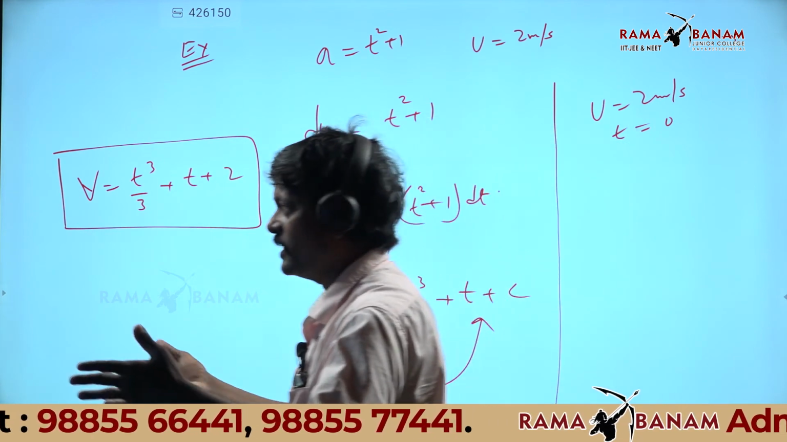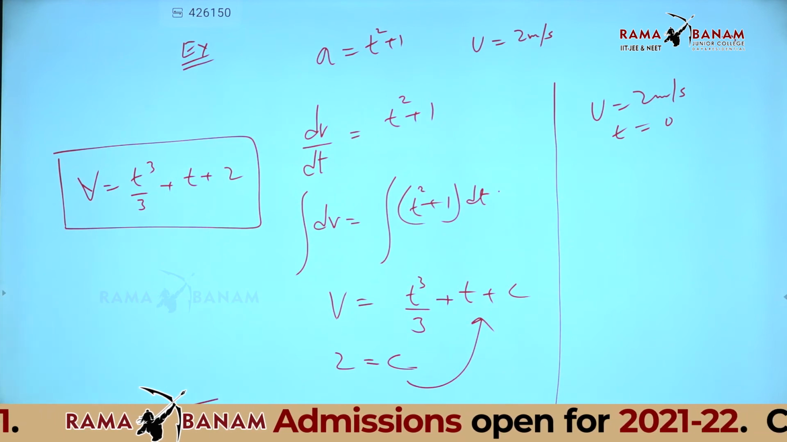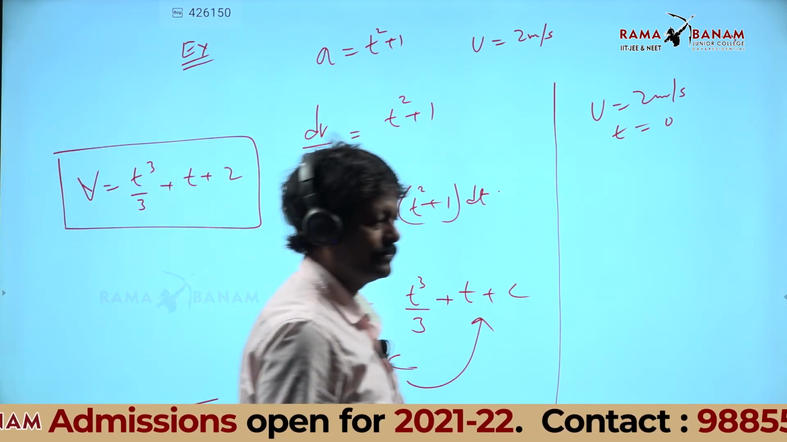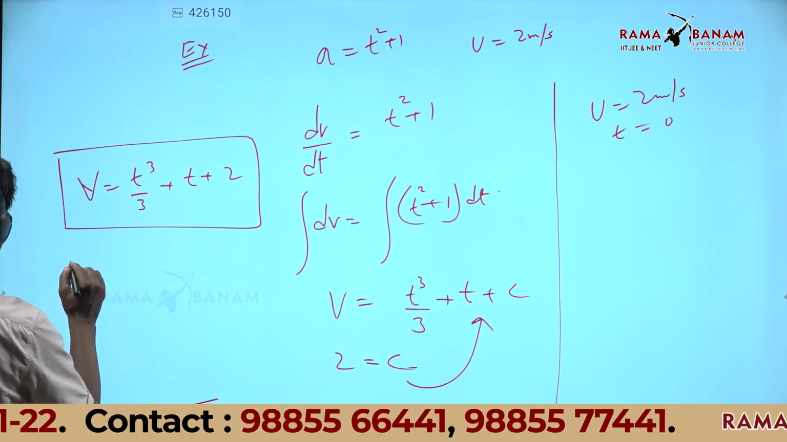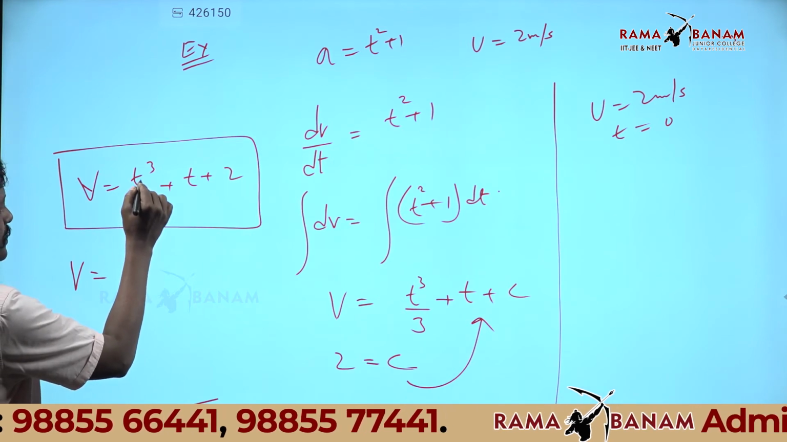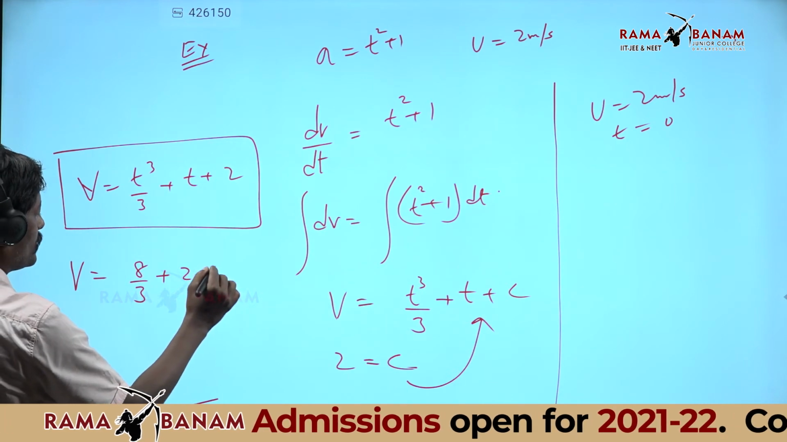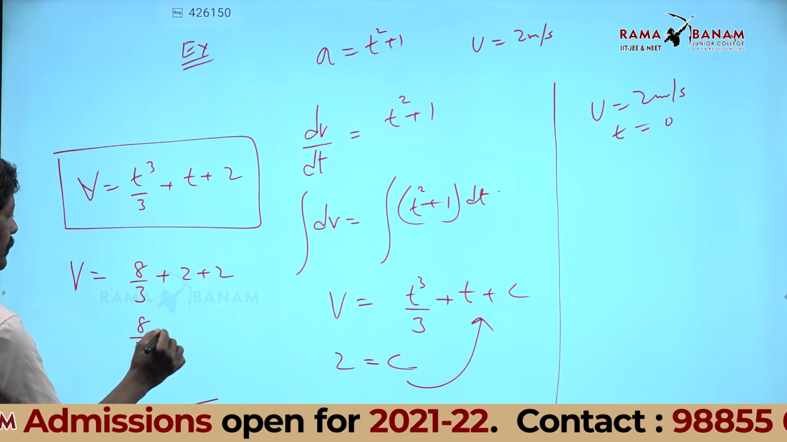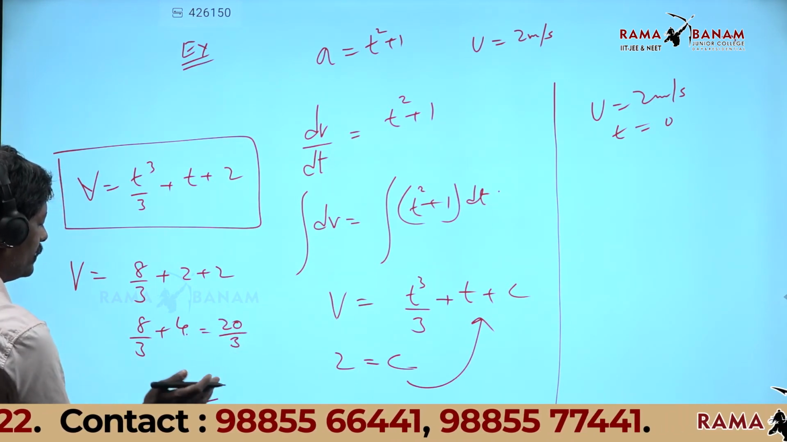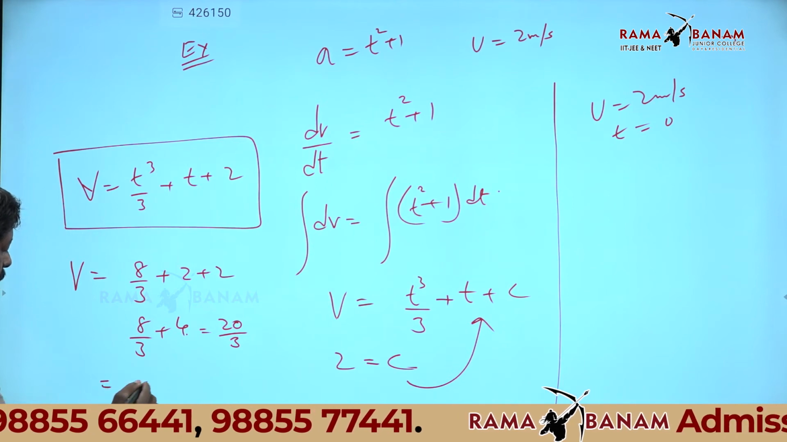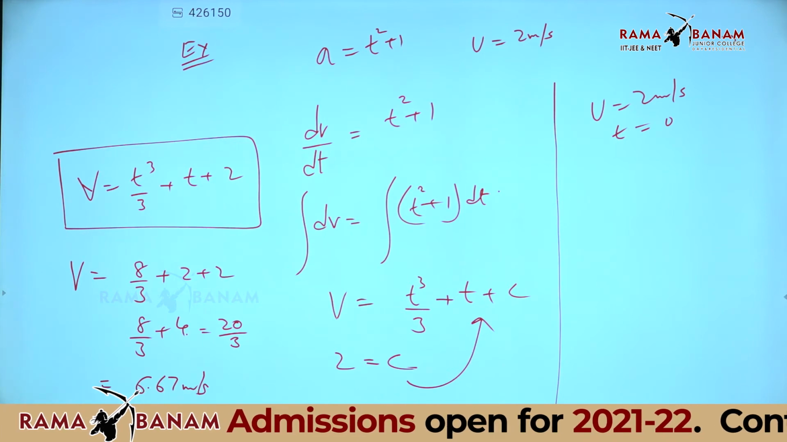Now I want the velocity at the end of 2 seconds. Is velocity constant or time dependent? Time dependent. Very good. V at 2 seconds: 2 cube, 8 by 3, plus 2 plus 2. That is 8 by 3 plus 4. That is 20 by 3. That means you will get 6.67 meters per second. Is that right?